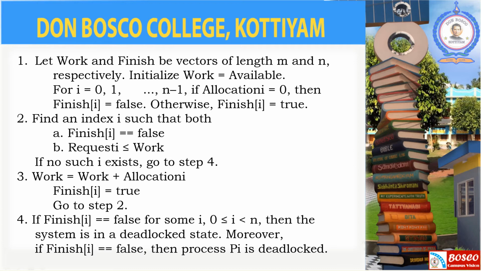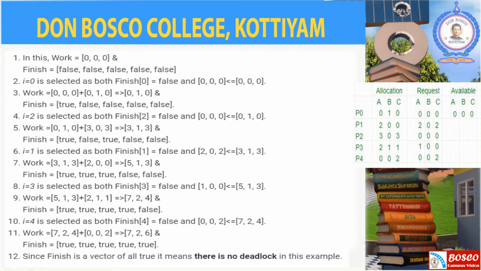So let's check with an example. Here we have a table that represents a system with 5 processes, P0 to P4, and there are 3 resources A, B and C. Resource A has 7 instances, B has 2 instances, and C has 6 instances. So that is the information available: there are 5 processes in the system and 3 resources with different instances. And we have 3 data structures: allocation, request and available.